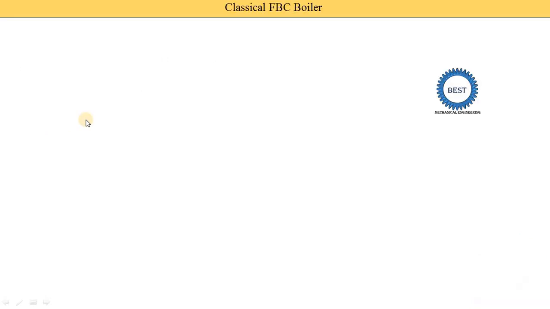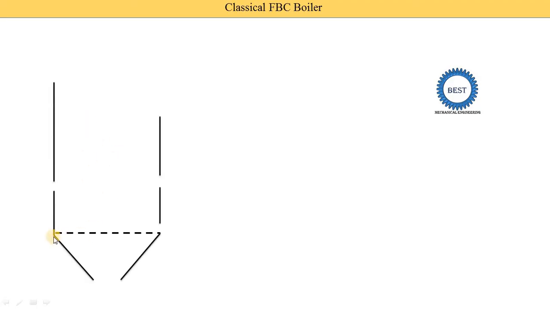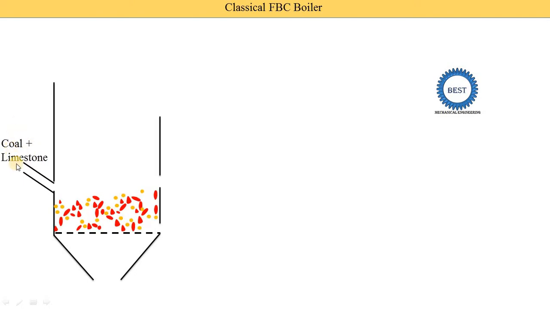So first we understand the construction of the classical FBC boiler. This is one vessel. In this vessel, this is the distributor plate, and on this distributor plate the combustion of the fuel is carried out, meaning the combustion of the coal. And here the passage is provided for supplying the coal plus the limestone. So what is the limestone? Limestone is an inert material. In a few earlier videos on the fluidized bed combustion system we already discussed the functions of limestone. From this passage the coal and the limestone are supplied and come onto this distributor plate. So it is called the fluidized bed.